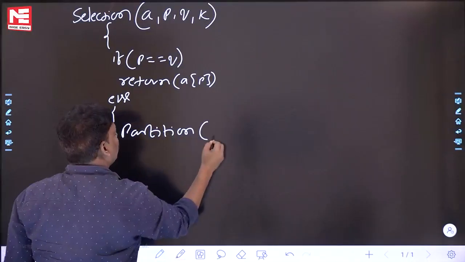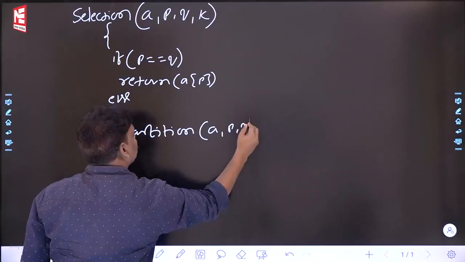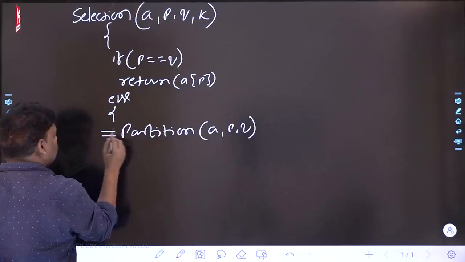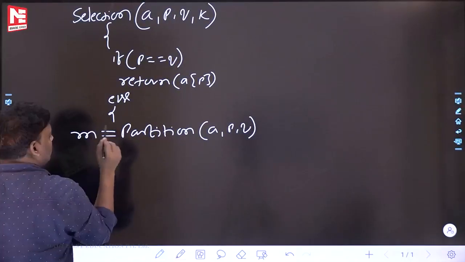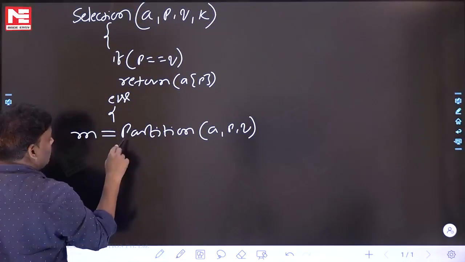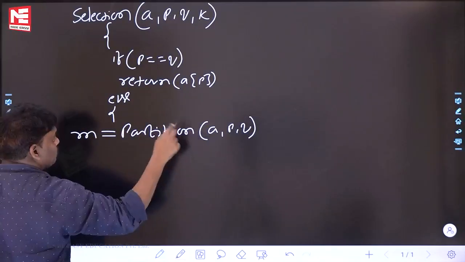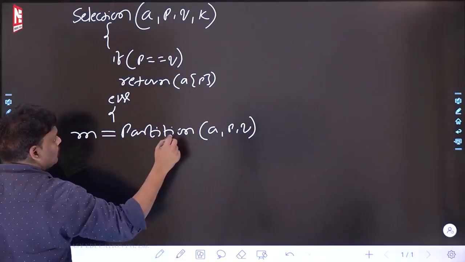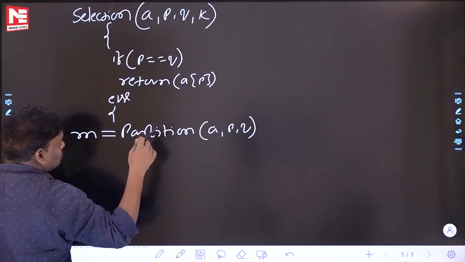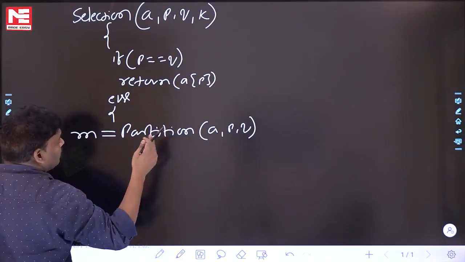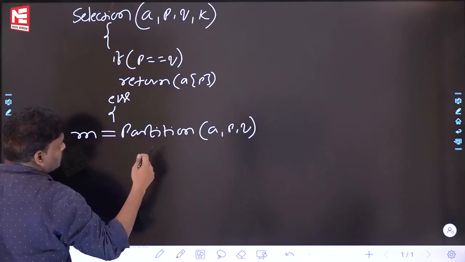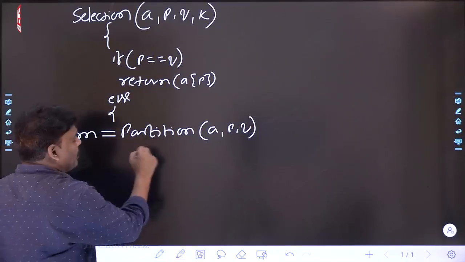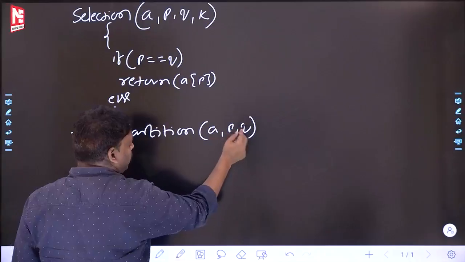Apply partition algorithm on array A which contains p to q elements. After the partition algorithm is over, you get m. What is the meaning? The partition algorithm is saying that I kept the pivot element in the mth place, the correct position of the pivot element. Correct position means what? After sorting, who will be there in the fifth place? The fifth smallest element.